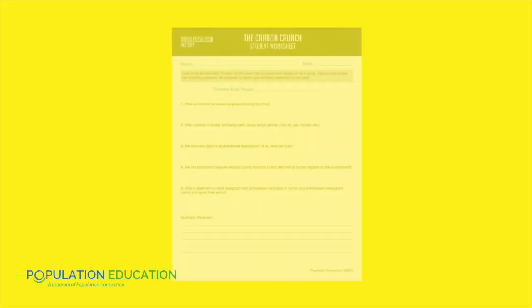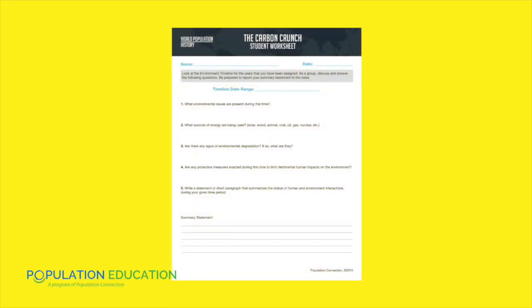Now, within that specific environment timeline, you'll break students into small groups, and each small group will investigate a different portion of the timeline. Now, using their student worksheet, students will be answering questions about their given period of time.